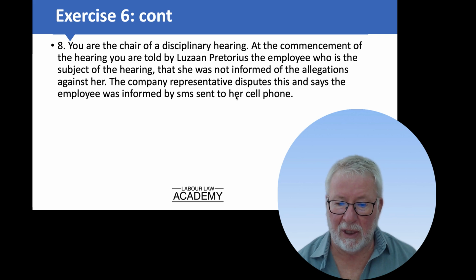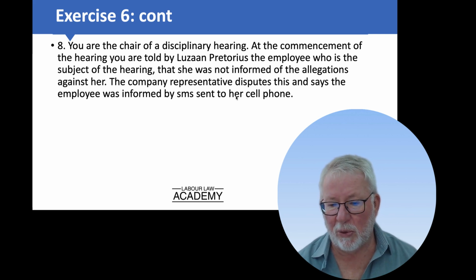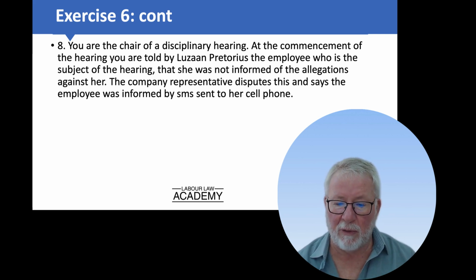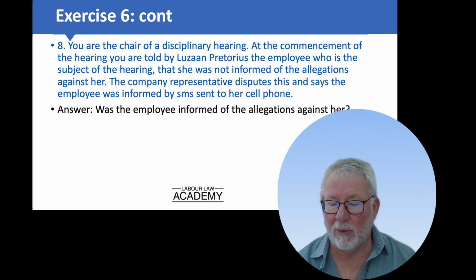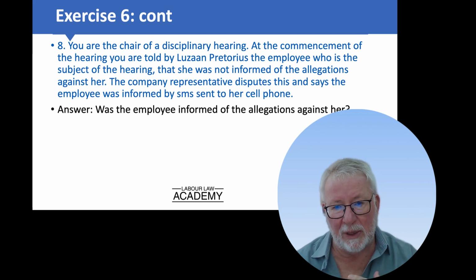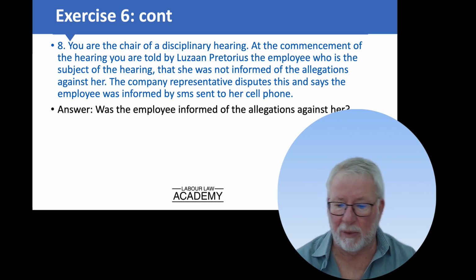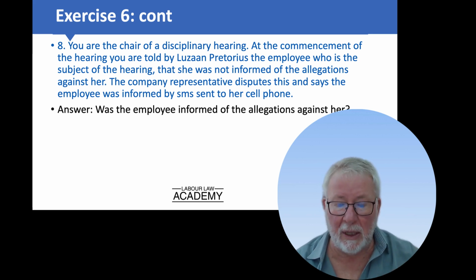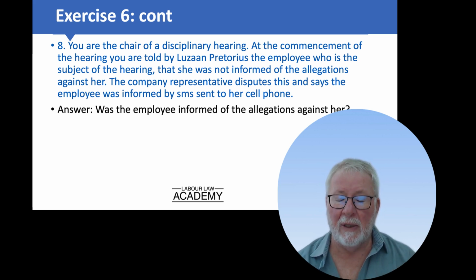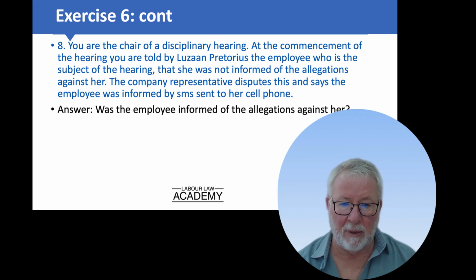Number 8, you're chair of a hearing. At the commencement of the hearing, you're told by Luzanne Pretorius, the employee who's the subject of the hearing, that she was not informed of the allegations against her. The company representative disputes this, says the employee was informed by SMS sent to her cell phone. What's the issue? Was the employee informed? You've got two versions of this. The company says they sent an SMS. She says she was never informed. So you're going to investigate, and that's a typical kind of thing that happens in a disciplinary hearing, and you need to frame that correctly and proceed on that basis.